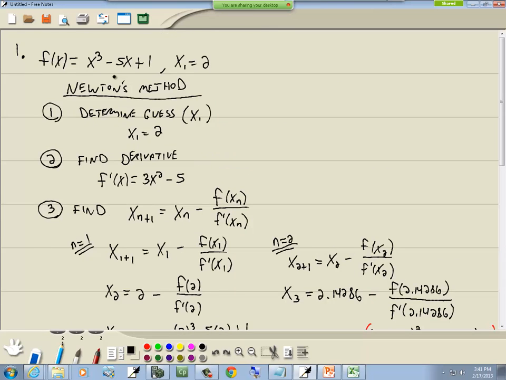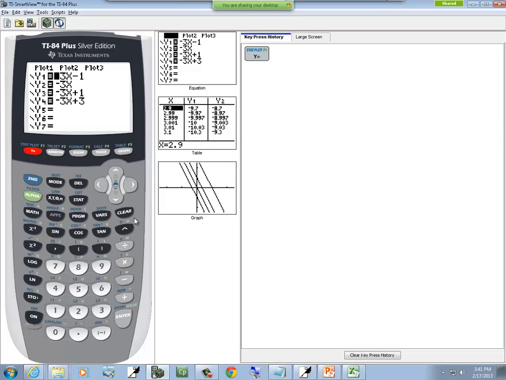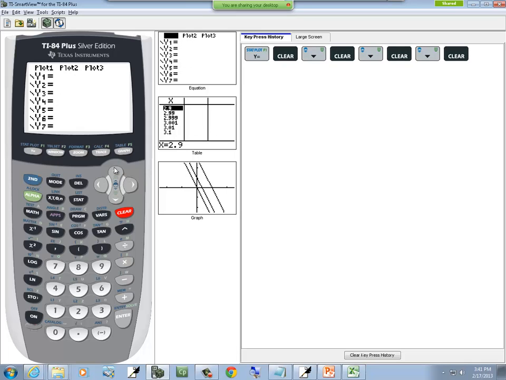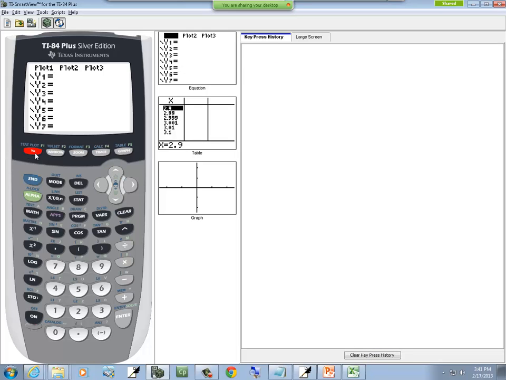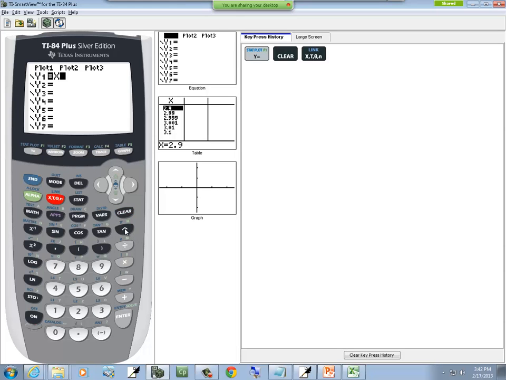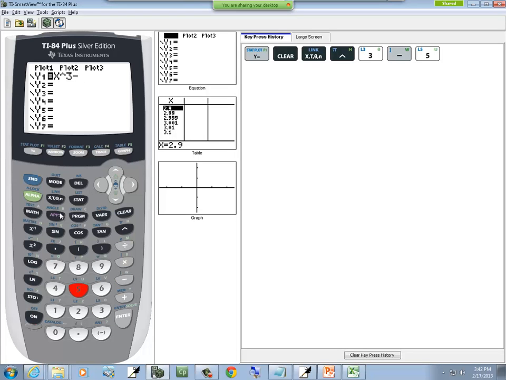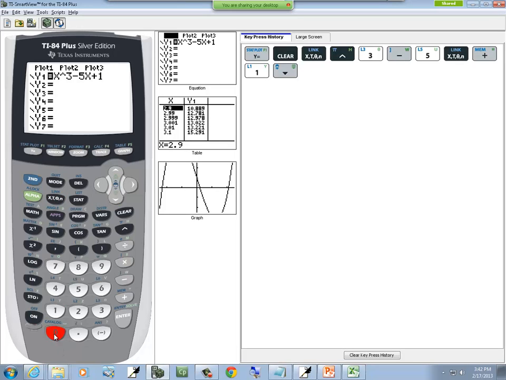Let's go back up to the original f of x. I'm going to press my y equals. I've got a lot of junk. That's from Calc 3. Okay. So I'll press y equals, press clear to clear whatever's in that line. And I got x to the third, so x caret 3 minus 5x plus 1. And you have to have 0 on y2. So press the down arrow and put 0 on y2. This process doesn't work unless you put a 0 there.